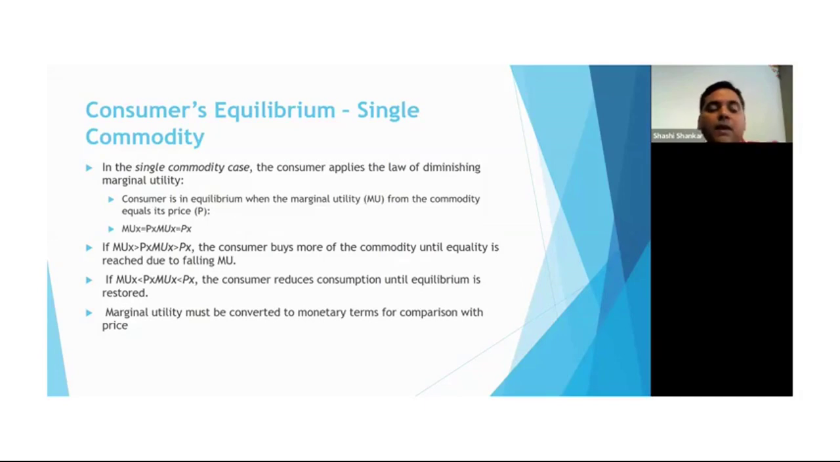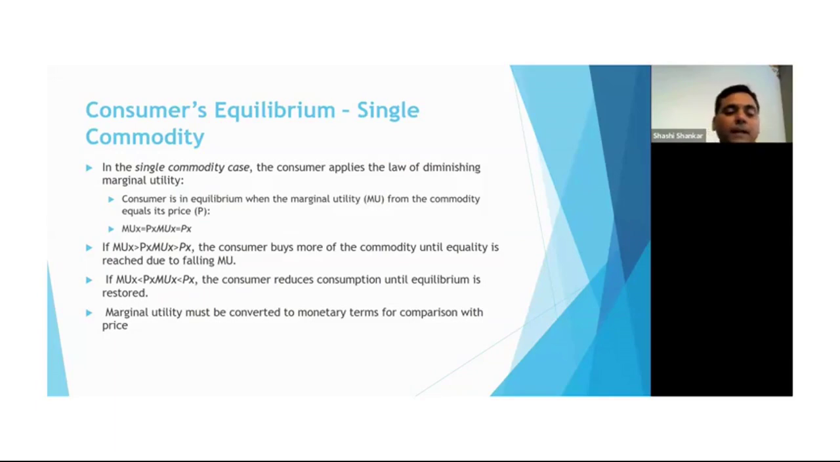Second case, if the marginal utility is less than the price, then the consumer reduces consumption. Definitely that means the price is high, correct? So the price is high, so the consumer starts reducing the consumption until equilibrium is restored.